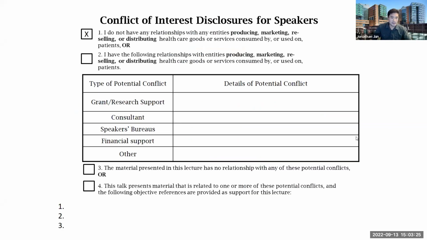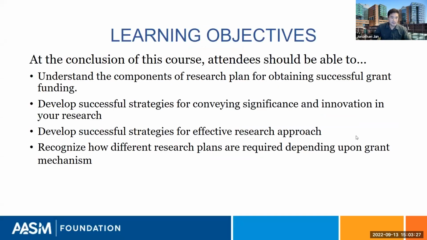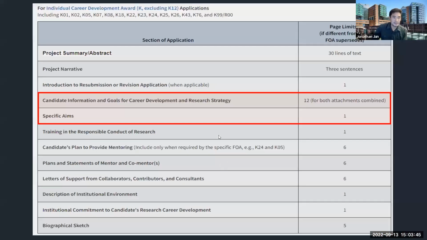I have no conflicts of interest. Today's objectives are to understand components of the research plan for obtaining successful grant funding, strategies for conveying your ideas, developing successful strategies for effective research approach, and maybe looking at how different plans are required depending on the different grant mechanisms. I understand you guys have had talks about specific aims in another lecture, so I will not cover that a whole lot, but it is relevant still to your research plan, so we'll talk about that briefly.